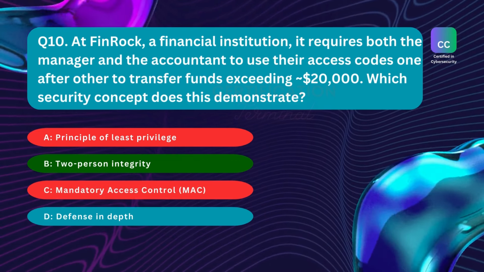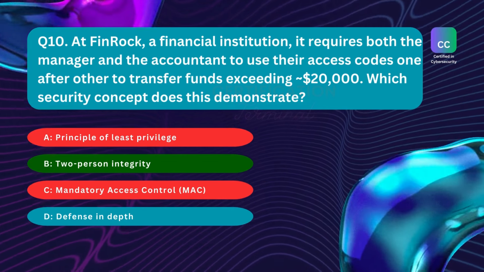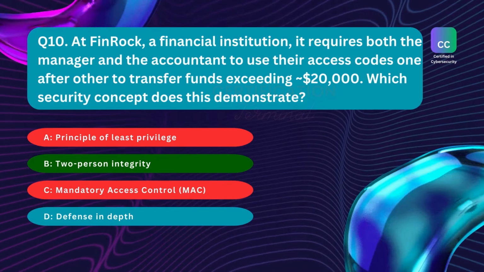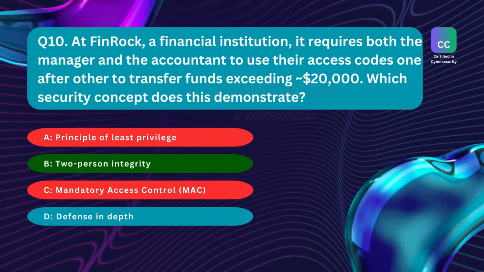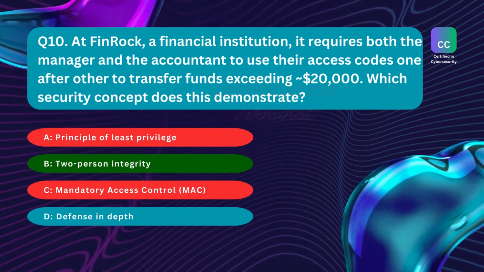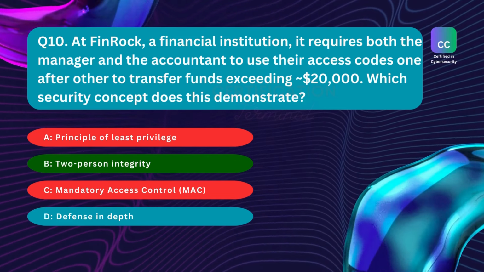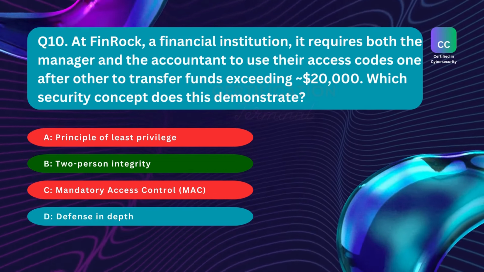Option C, mandatory access control, MAC, is incorrect. This is a type of access control that relies on system-enforced rules, where the system itself manages access controls based on the organization's security policies. It doesn't apply here as the scenario doesn't involve system-level access rules, but a specific control measure involving two people.